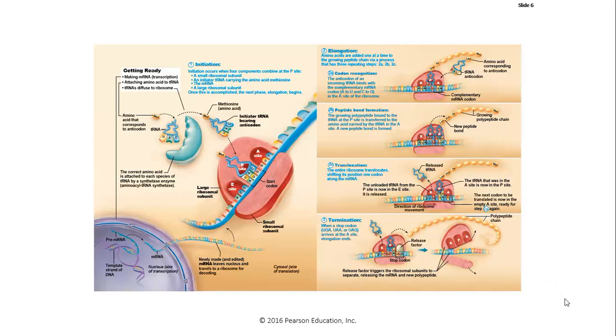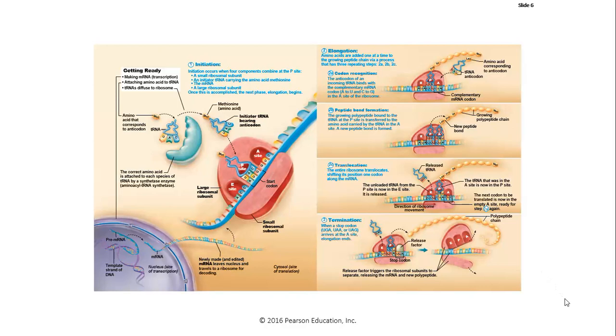Now what happens is the ribosome's gonna slide, okay? It's gonna slide, and what happens is the tRNA that was in the A site is now in the P site, and the tRNA that was in the P site is now in the E site. And think of the E site as the exit. Think of E as exit. So the tRNA in the E site is going to be released, okay? So it's going to be unloaded. So that tRNA in the E site exits.